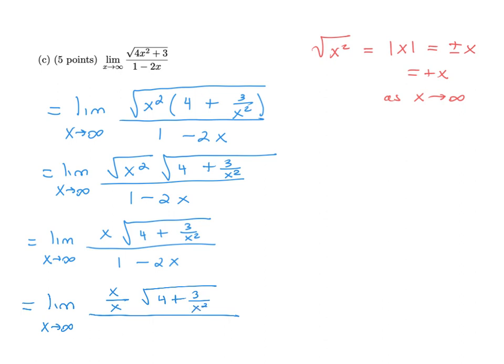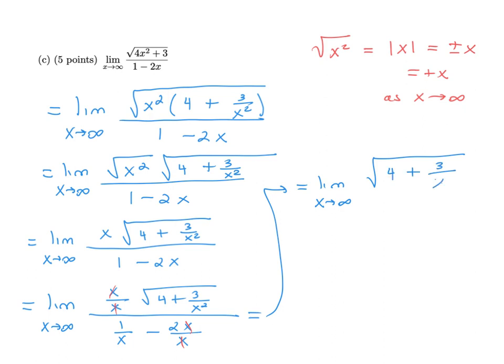So I divide the entire numerator by x, and I can choose to divide it to either of these terms. I'll divide it to the x. If I divide the entire denominator by x, I get 1 over x minus 2x over x. These cancel, and so do those. Moving over here, this is the limit as x approaches infinity of the square root of 4 plus 3 over x squared, all divided by 1 over x minus 2.